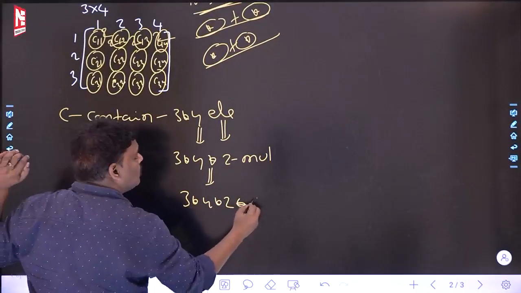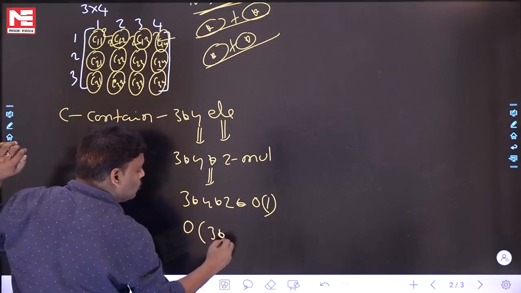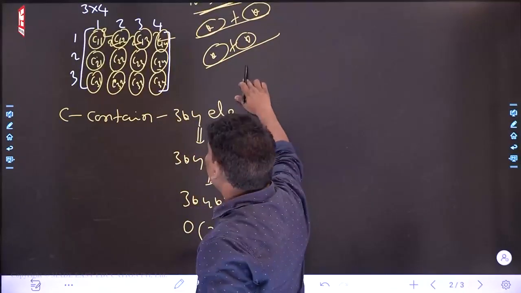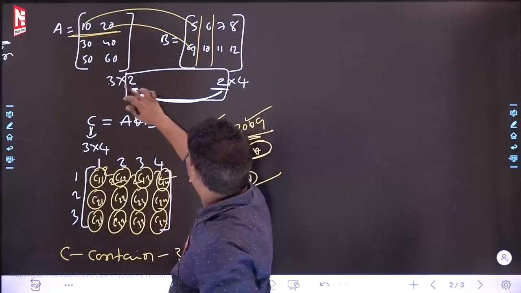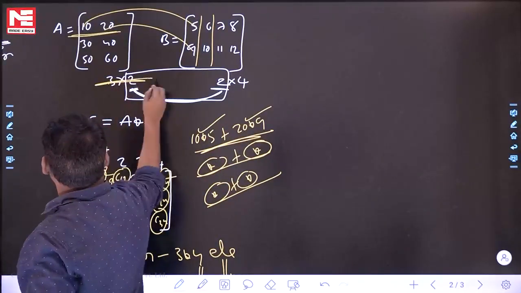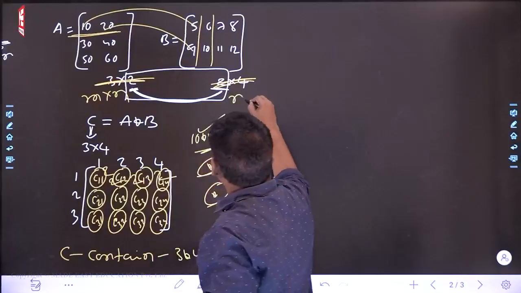Can you say how much time a multiplication will take? Constant time. Finally, time complexity is big O of 3 into 4 into 2. Right? This much time for a multiplication if the given matrix sizes are 3 by 2 and 2 by 4. Suppose assume that it is not 3 by 2, it is m by n, and n by p, assume.